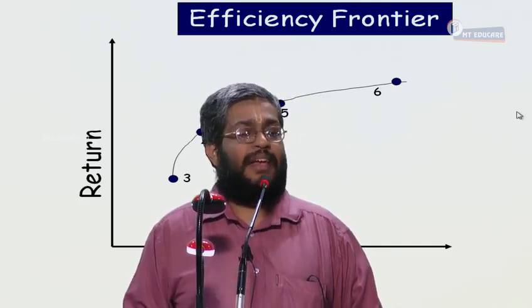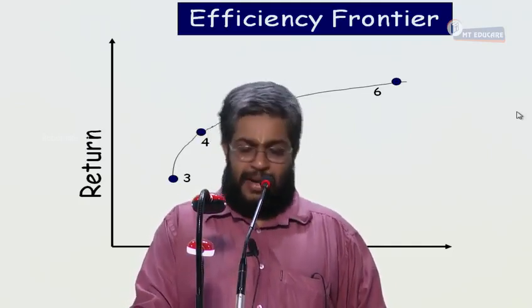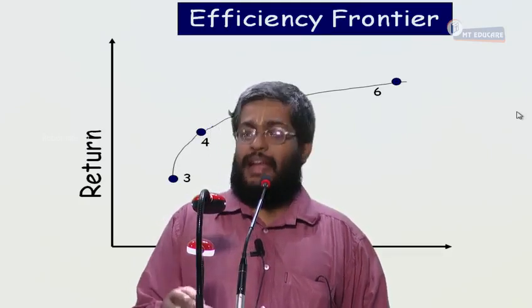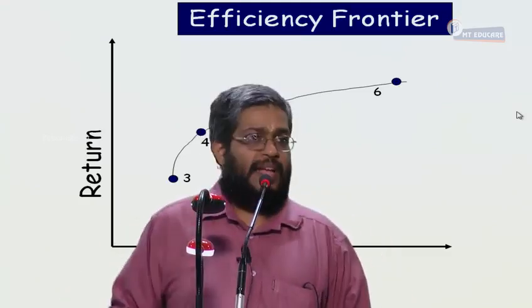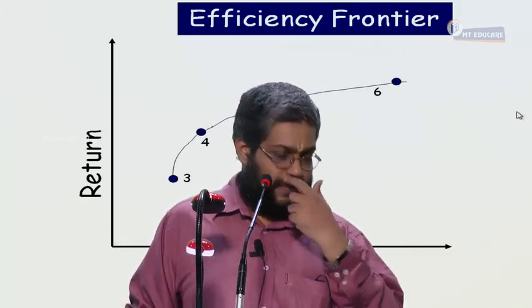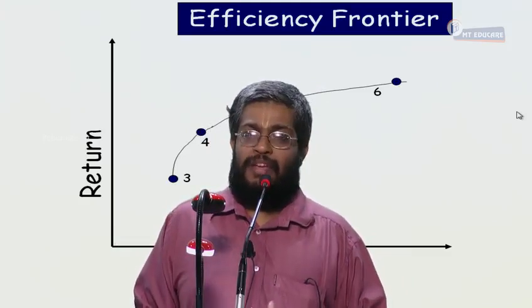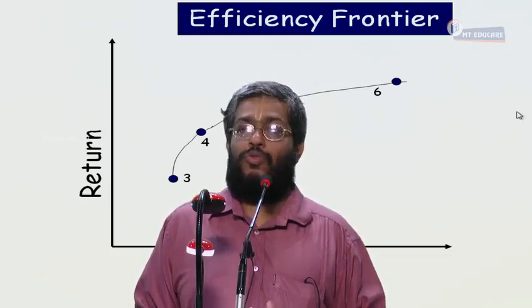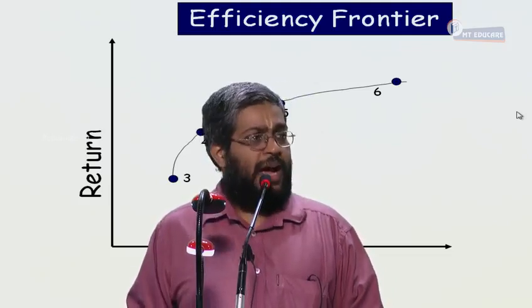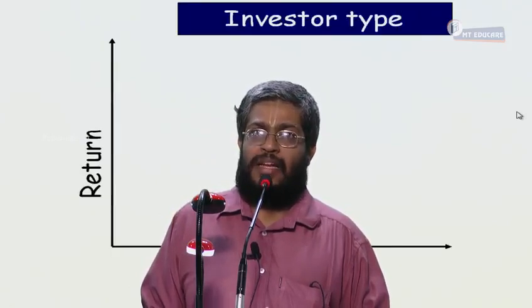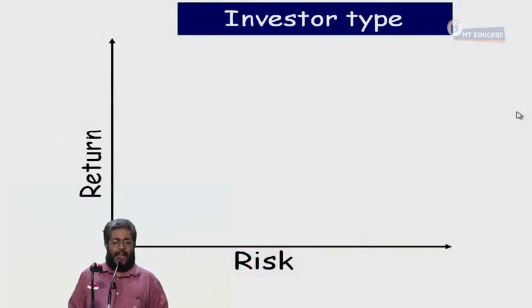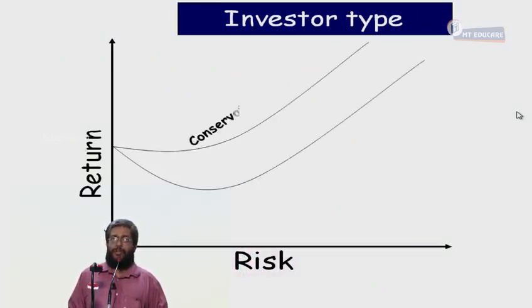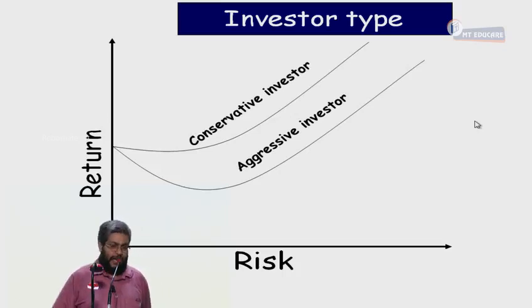Next, point number 6. Broadly, we can classify investors into two types: conservative and aggressive, and can be understood as follows. Please copy this diagram quickly.